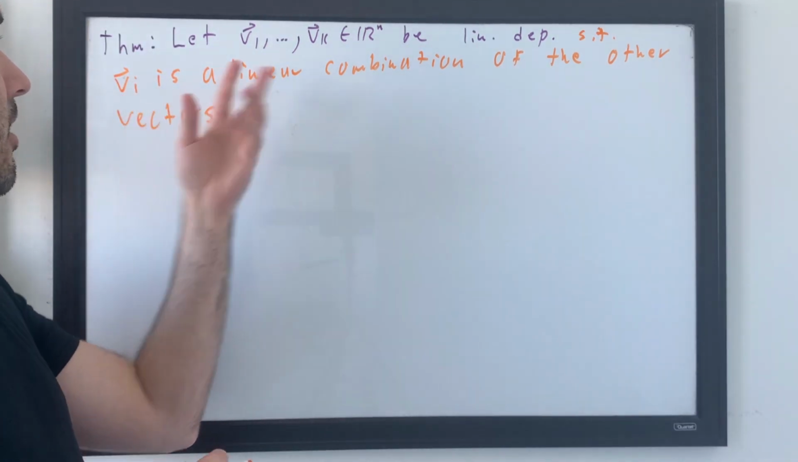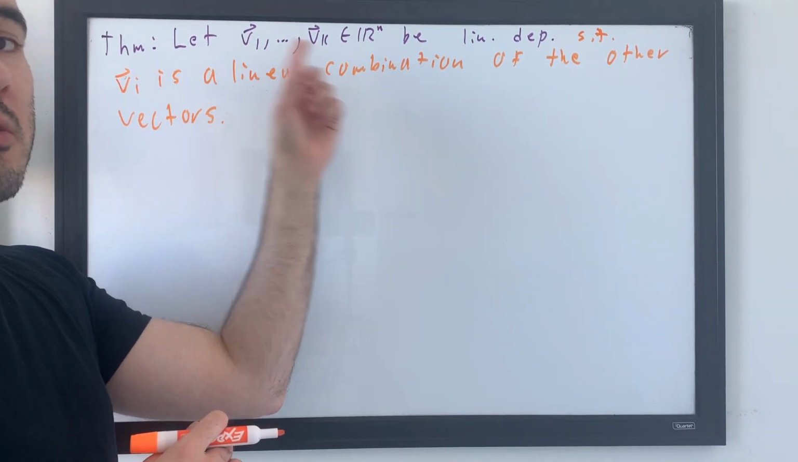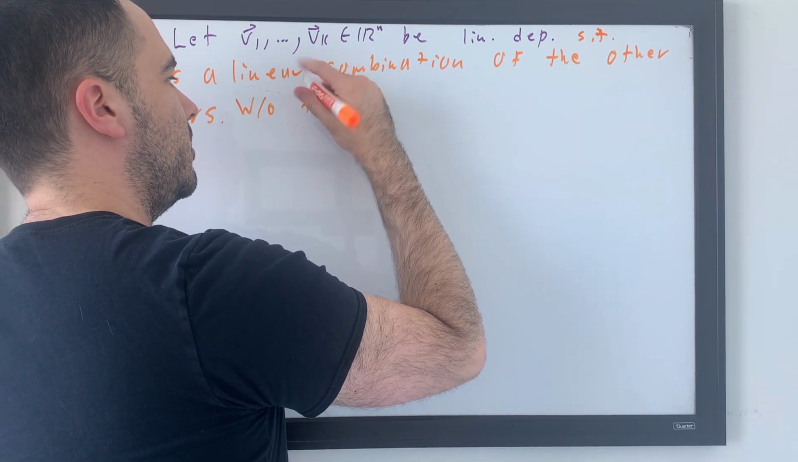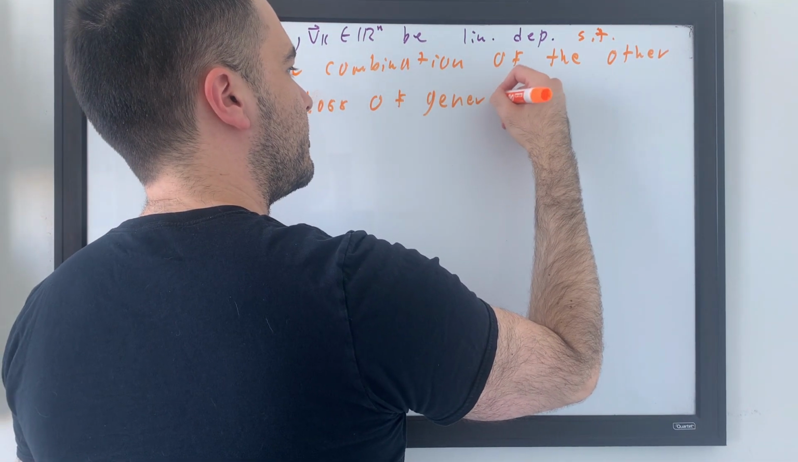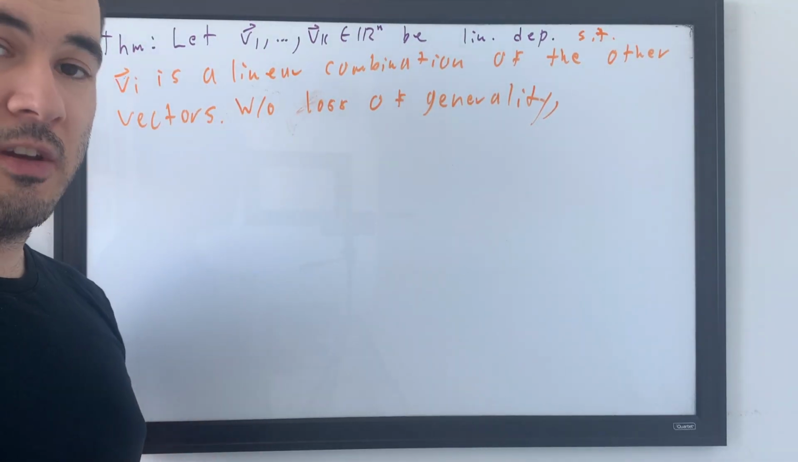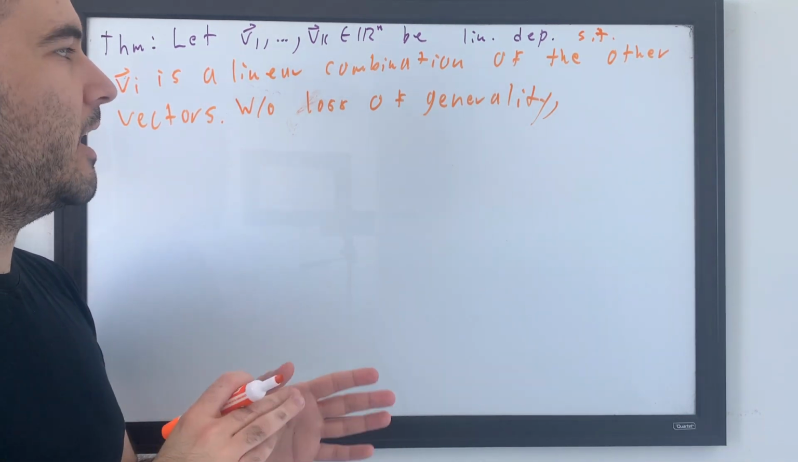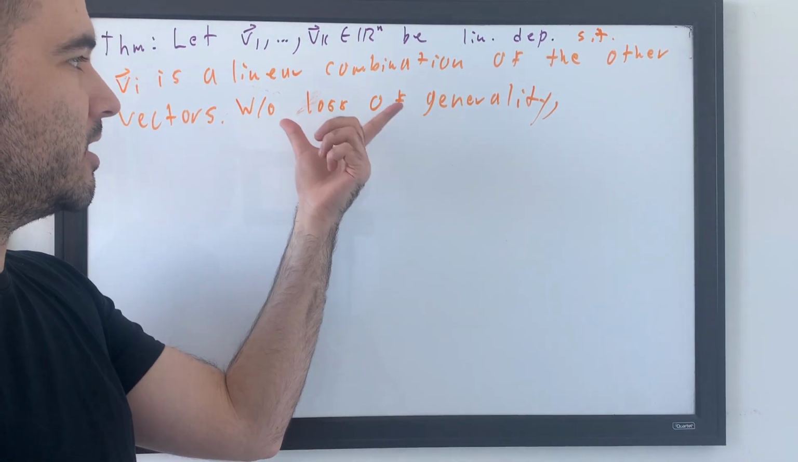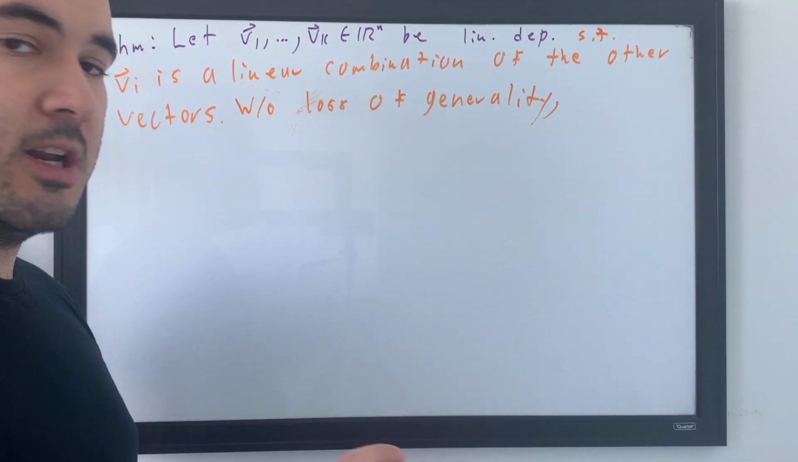So even though I wrote vi here, we are going to rearrange these such that this redundant vector is going to be vk. It's going to be at the end. And the way we write this in mathematics is we say "without loss of generality." Now, this is a very fancy way of basically saying we're not going to make any new conditions. We're just going to rearrange it in a way such that the math is going to be a lot easier going forward. So if ever you see a question that says "without loss of generality," it really just means they're making it a little bit simpler. They're not adding any new conditions to it.